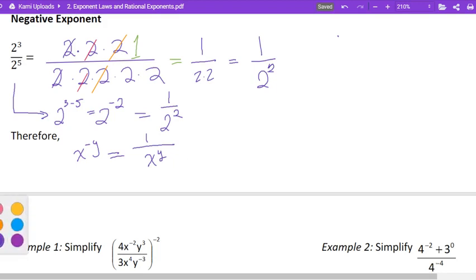But I want to do an example. I want to do 2. Okay, simplify that one. And here's another one.